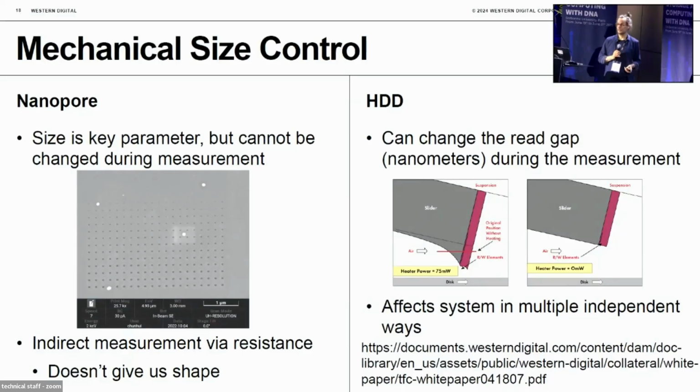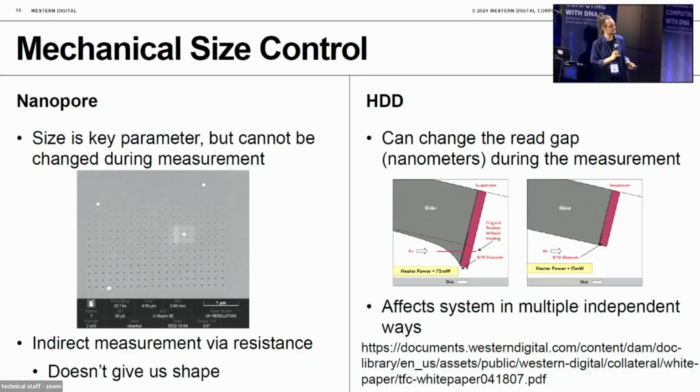So with the size, both of these systems are very size sensitive, and the critical dimensions are pretty much the same, which is maybe a good thing, gives us hope for nanopores. So we have these tiny holes. They are a couple nanometers large, and we make them. We cannot really change them. In the hard drive, it's very different. We can change the read gap during the measurement. There's a heater built in.